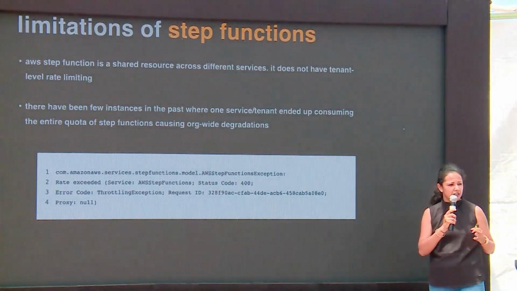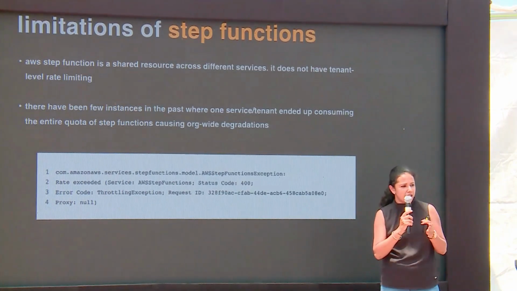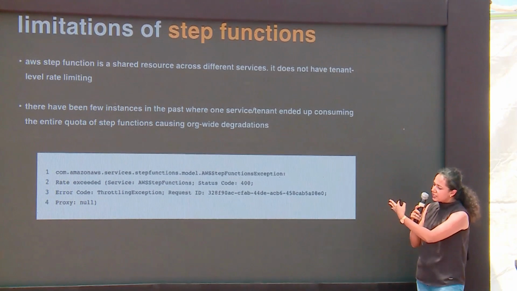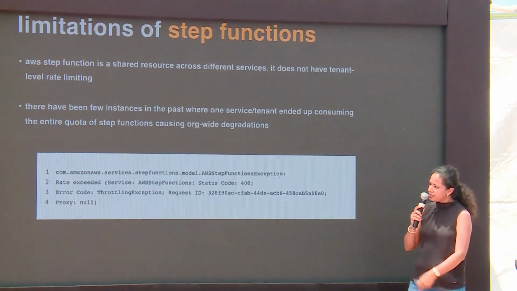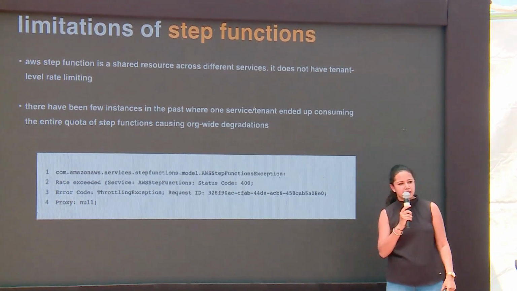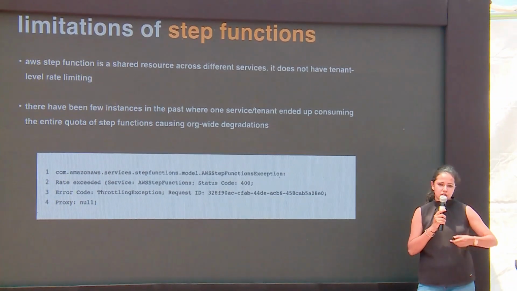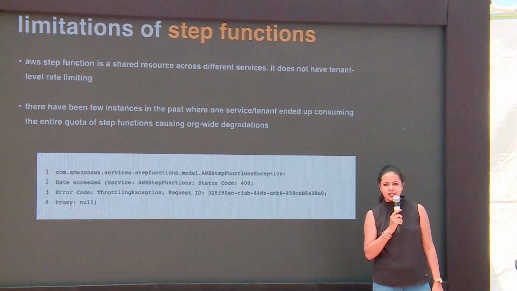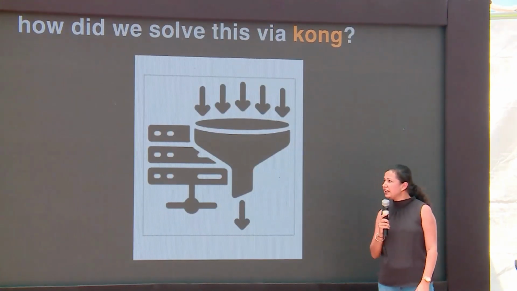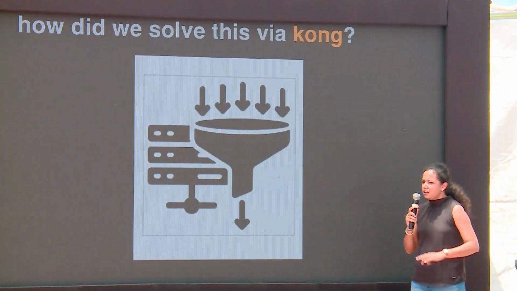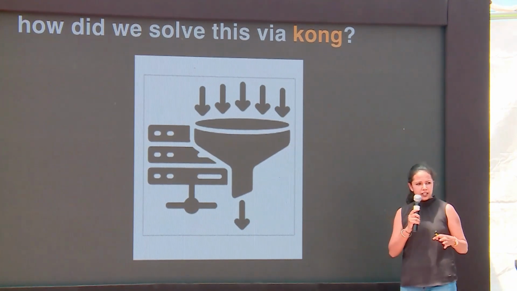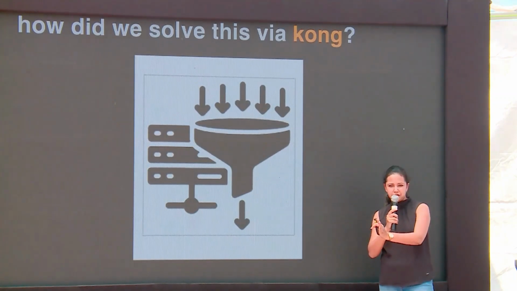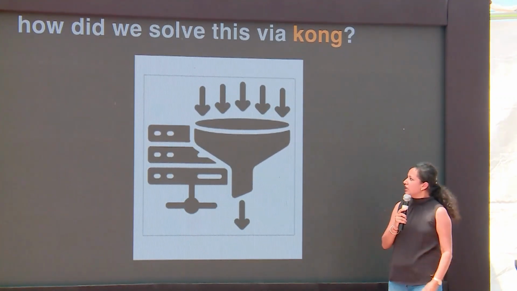When a new LOB goes live, people generally don't understand the quota, right? So this has happened. This is the kind of exception which step functions throw up. It says throttling exception, which is rate limit exceeded. So this was the core problem that we wanted to solve at CRED, to rate limit the step functions, right? And this is how we solved this via Kong. We leveraged the rate limiting plugin of Kong, and basically implemented rate limiting for the same. We'll discuss the steps in detail, right?